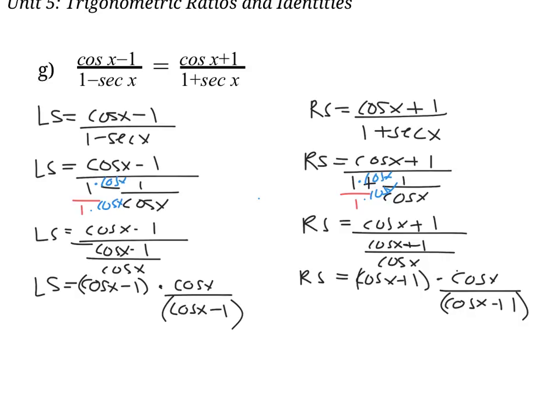So we can see that the numerator is factored. Our factors are cos x minus 1 and cos x. And our denominators are factored. Our factors are 1 and cos x minus 1. Same with our right side here.